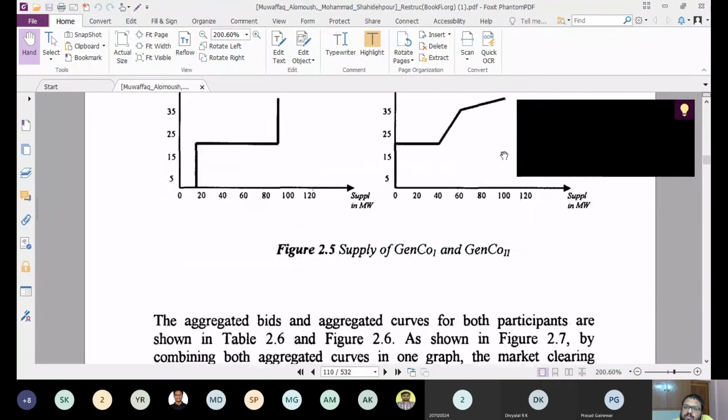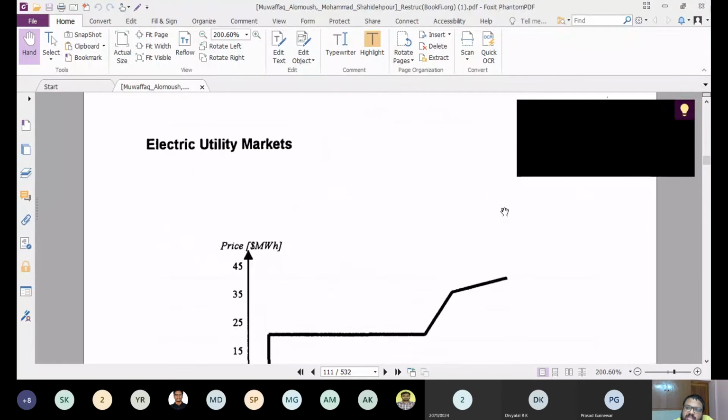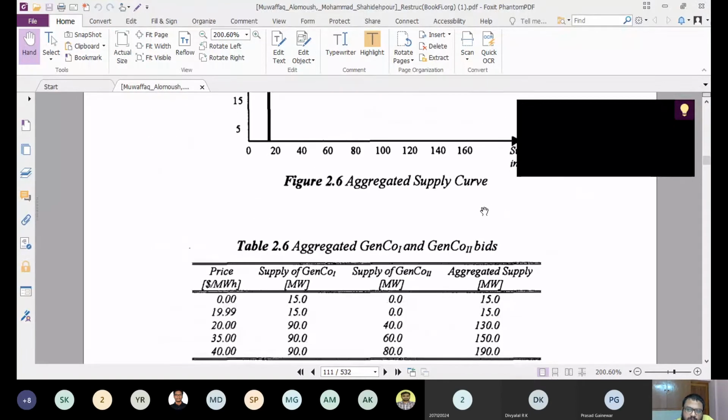Now, day ahead bidding and exercising the day ahead bidding. Now it comes to the exercise of day ahead bidding.